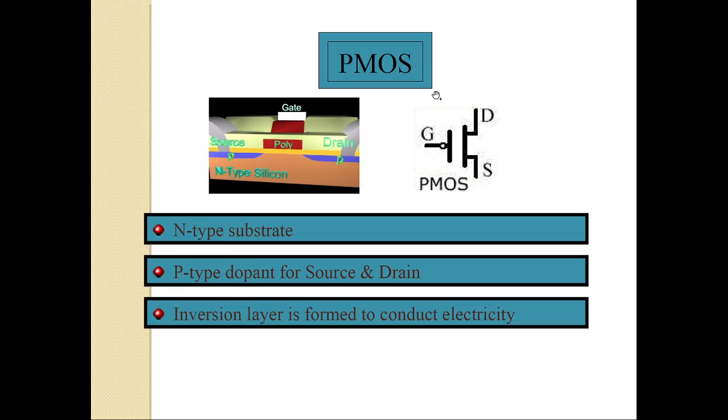Here in PMOS, you have to remember that the channel, source, and drain are P type, and the substrate is the reverse. Like this you can remember: for P channel, PMOS, the substrate is of N type and the dopant for source and drain are of P type. The inversion layer is formed to conduct electricity, so we are using a positive potential to conduct the electricity.